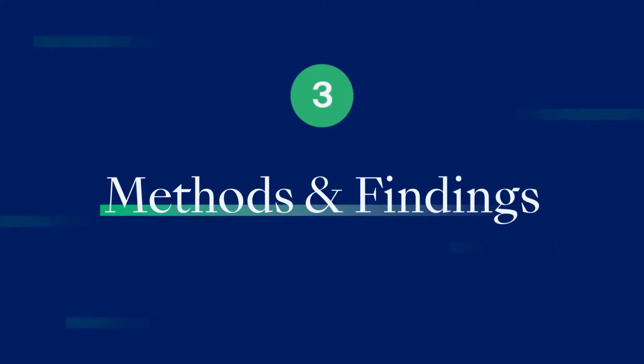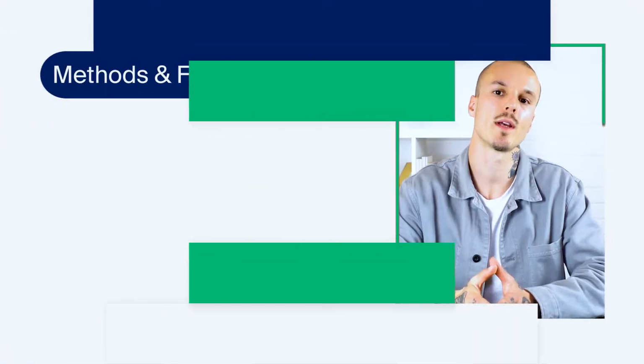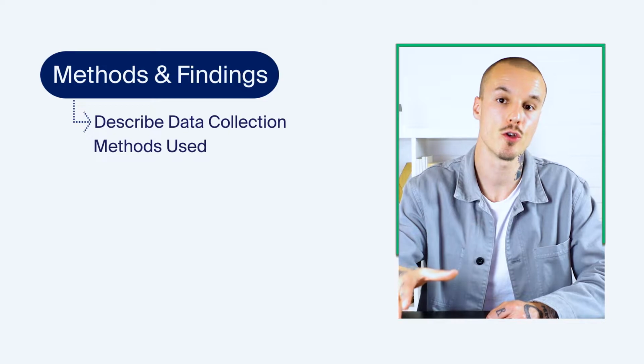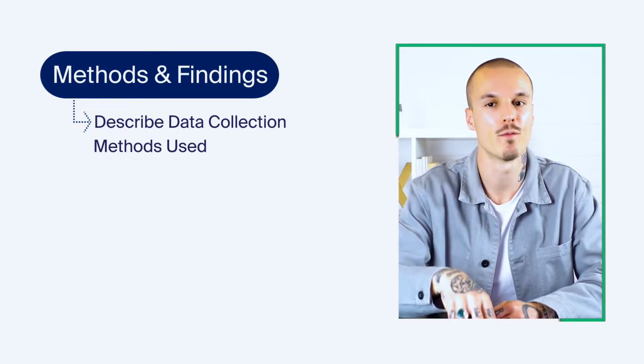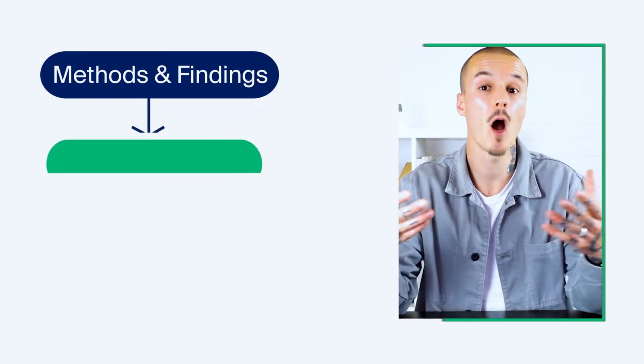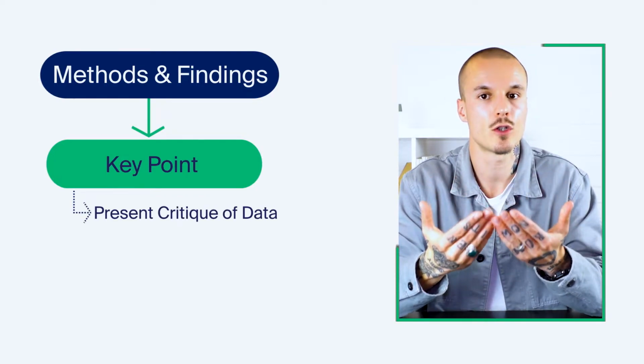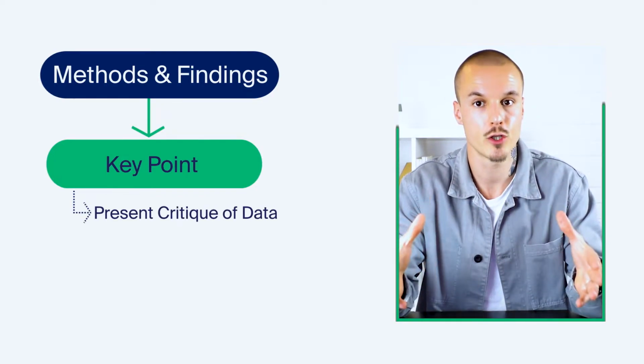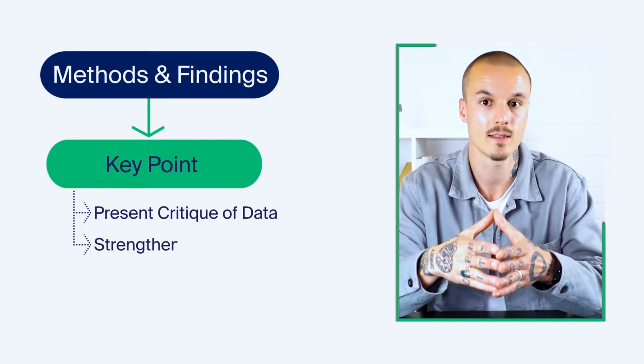Step 3, methods and findings. This section needs to include a description of the methods used to collect the data which informed your findings. There is no perfect data, so by presenting to your audience any potential issues you've considered with the data at hand, you make your report much more comprehensive.